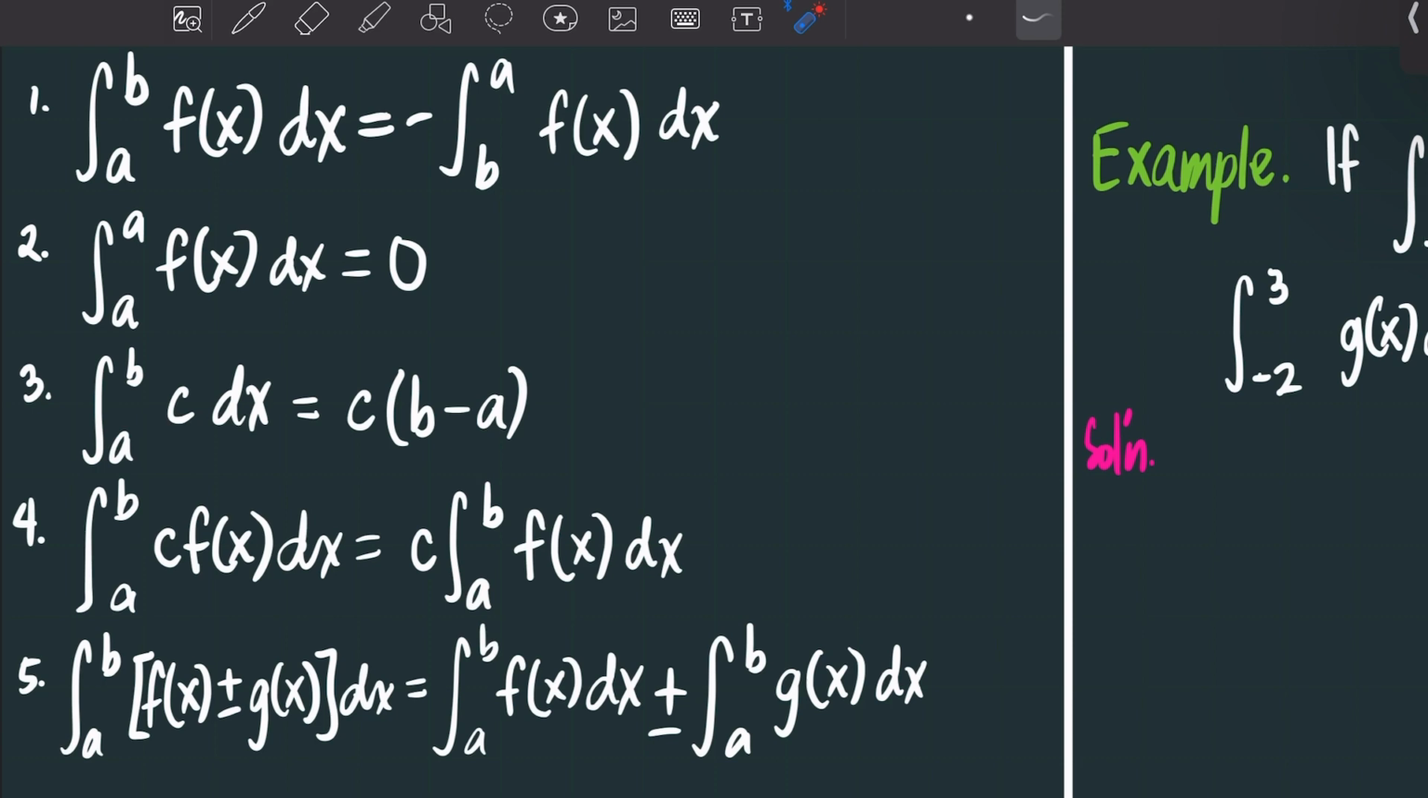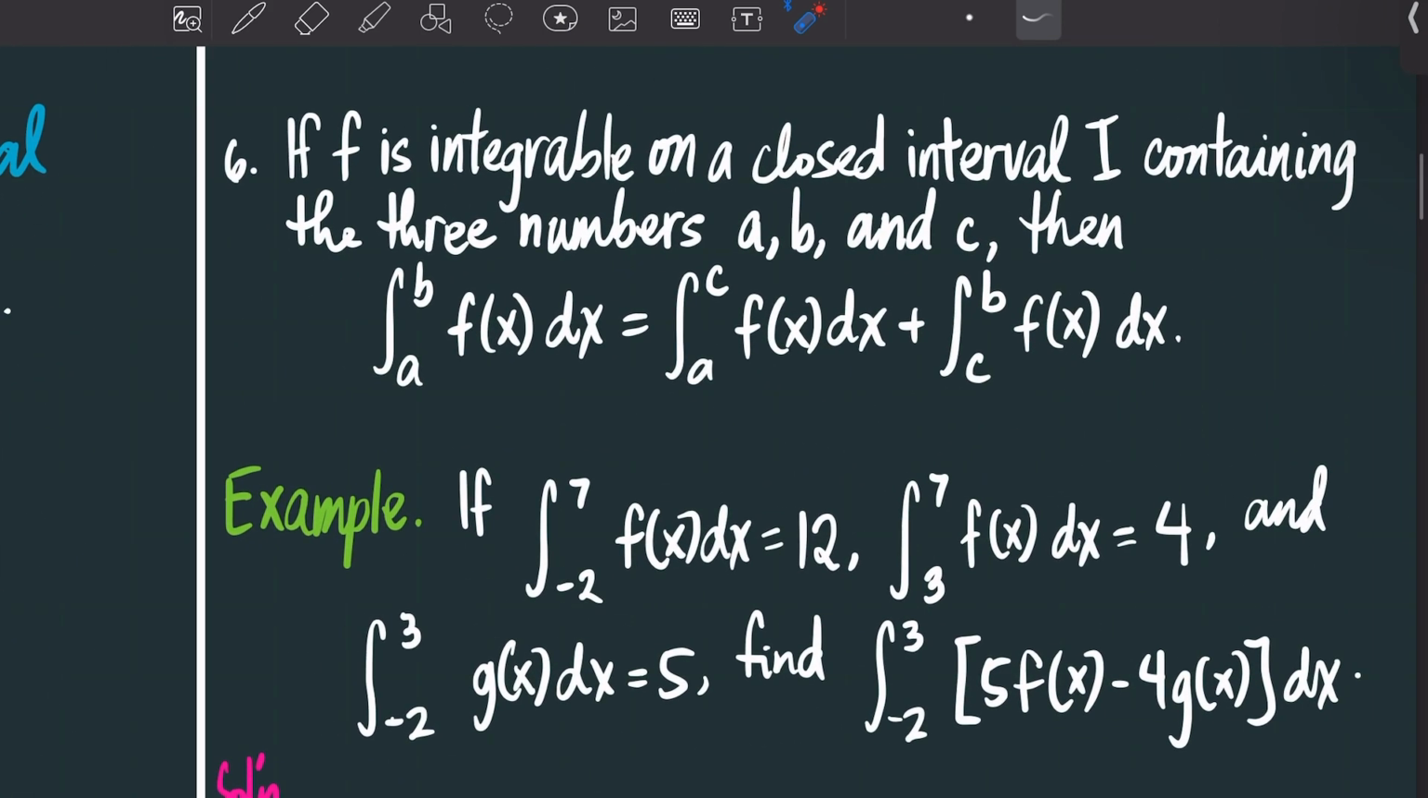Yung fourth and fifth, these are just the properties that we have from our indefinite integrals before. So, number 4, sinasabi niya, kung meron kang constant na nakamultiply sa isang function, pwede mong ilabas. Tapos yung panglima, if you have functions na separated by plus and minus, pwede mo silang ipaghiwalay. So, that's number 4 and number 5.